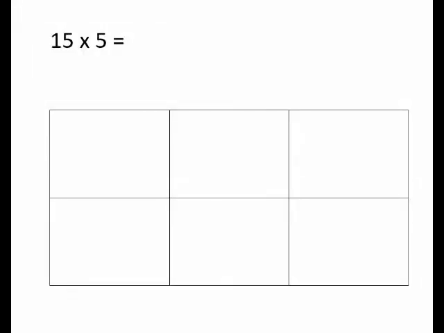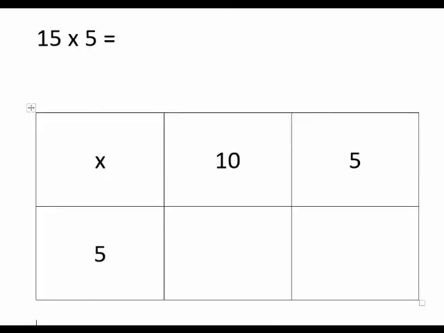Pause the video and draw the grid in your book and write this sum. Then I want to see if you can partition the numbers on your own. So the sum is 15 times 5. You should have partitioned it like it's showing on the screen. 10 and 5, and then the 5 goes underneath the multiplication sign. Now see if you can work out those sums and fill it in the grid. Pause the video while you do this.